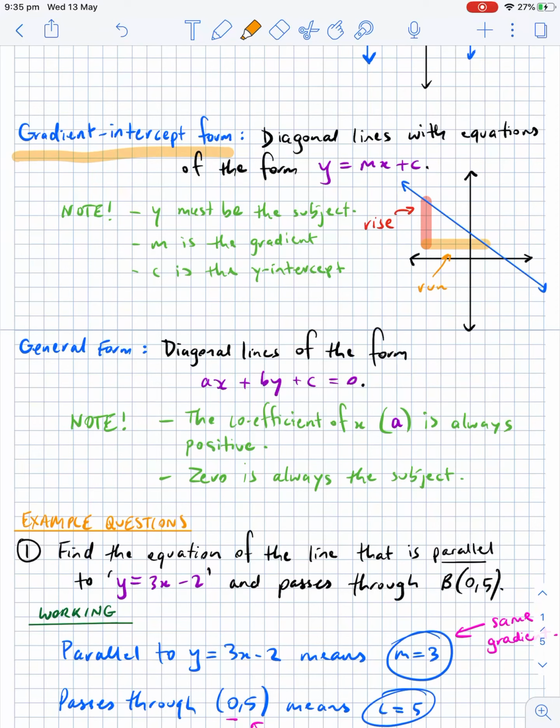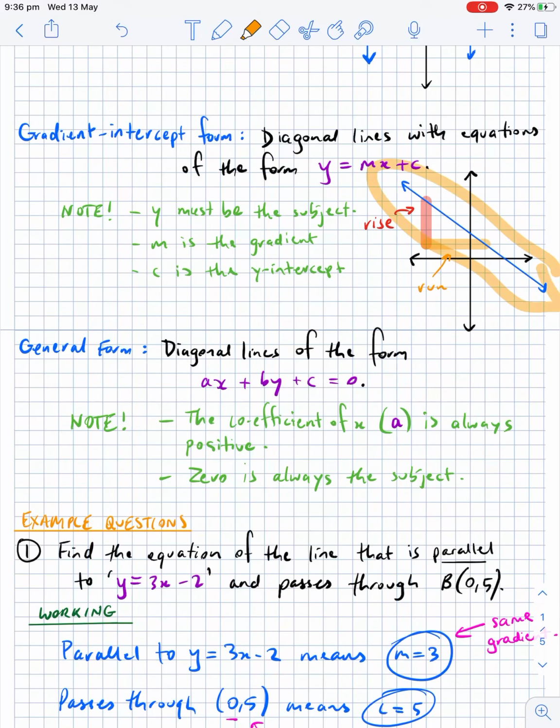Gradient intercept form. So this is the form for diagonal lines with equations of the form y equals mx plus c. Whenever you see this, you refer to it as gradient intercept form, because firstly you have y as the subject, so y is by itself. That's a defining feature of the gradient intercept form, to have y as the subject. m represents the gradient of your line, and c represents the y-intercept.